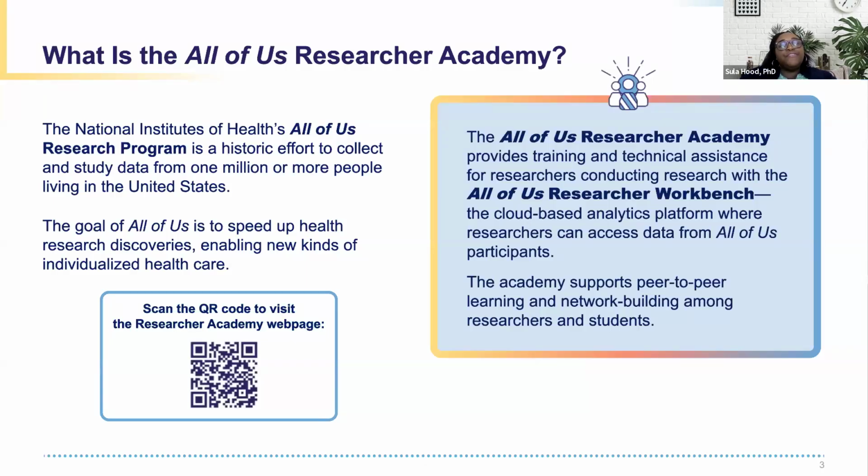Our Researcher Academy provides training and technical assistance for researchers who are conducting research with the All of Us Researcher Workbench. And that's the cloud-based platform that houses participant data for All of Us. And I'll share a little bit more about that here shortly. A little bit more about our Researcher Academy. We're very focused on reaching as many researchers as possible to connect them to the data set. And so we support peer-to-peer learning and network building among researchers and students. To learn more about the Researcher Academy, please scan the QR code below.